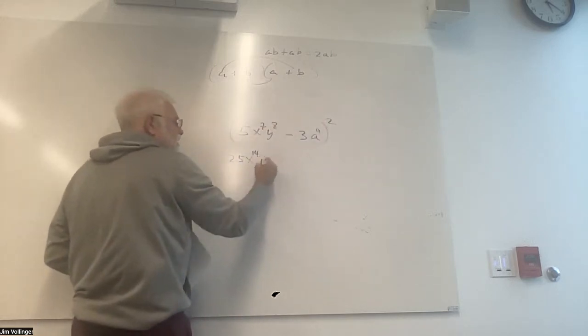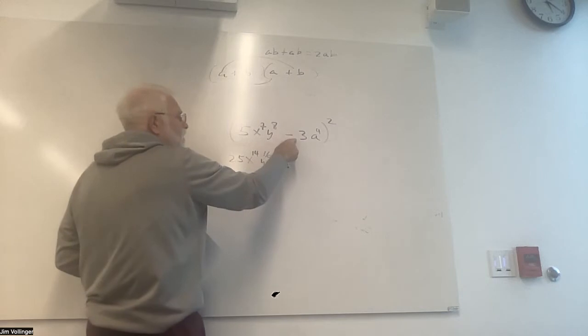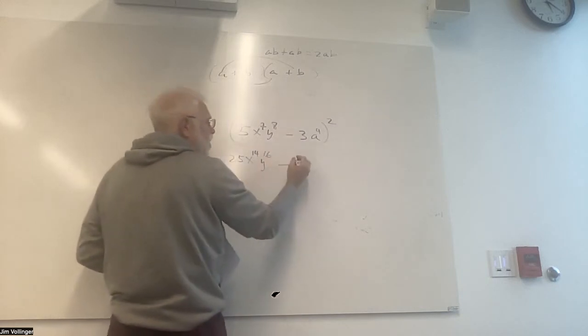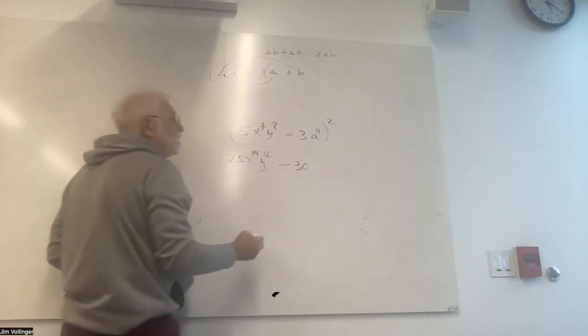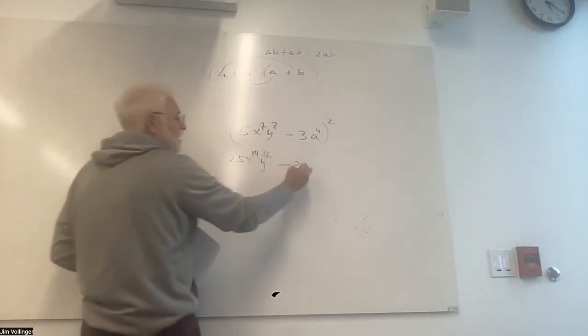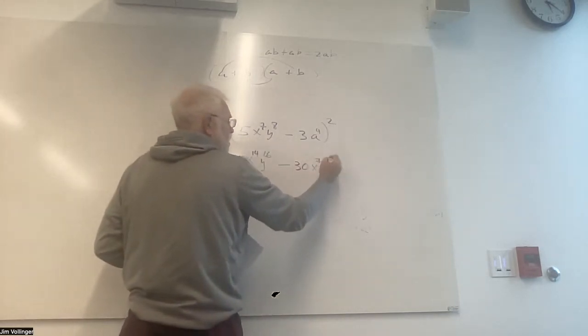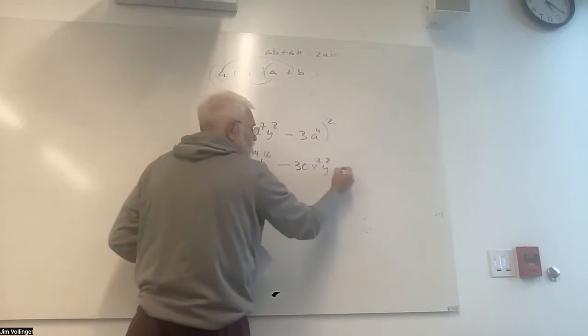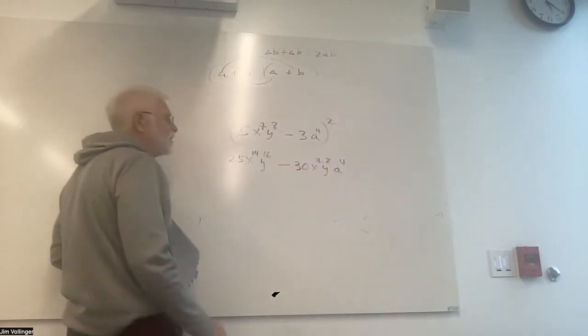It's 2 times 8 is 16. You got 5 times minus 3 is minus 15. We know we're going to double it. Minus 30. Of what? Of these things. X to the 7th, y to the 8th, a to the 4th. Probably should have put the a first and read it alphabetically in order.